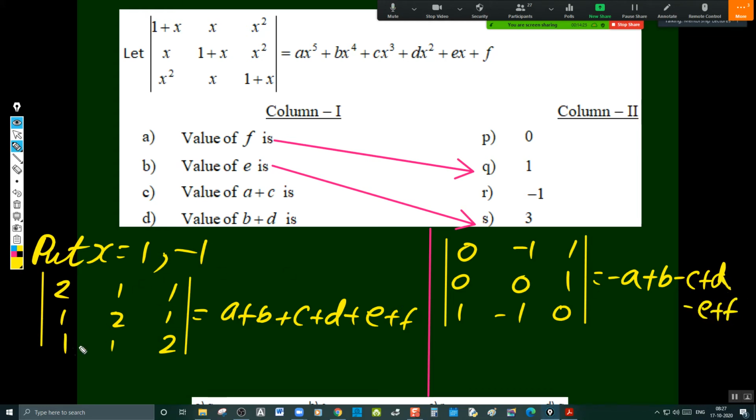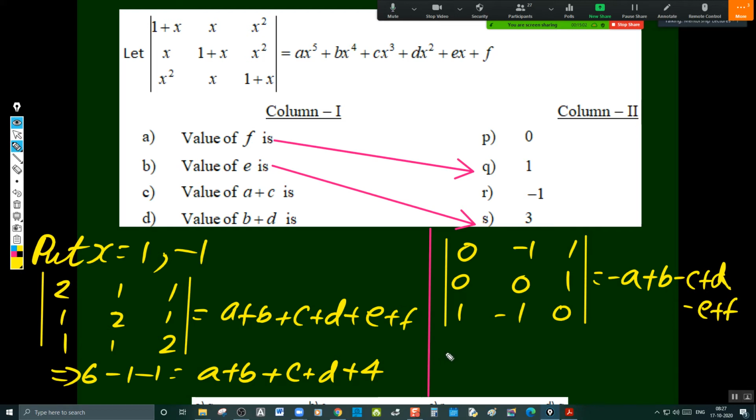That's it. What is its value now? Anyone? 4 minus 1, 3, and it is 1 minus 2 minus 1. 3 into 2, 6. 1 minus 2 minus 1 minus 1. It's nothing but A plus B plus C plus D plus 4.